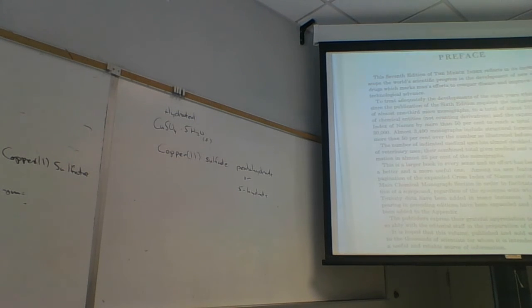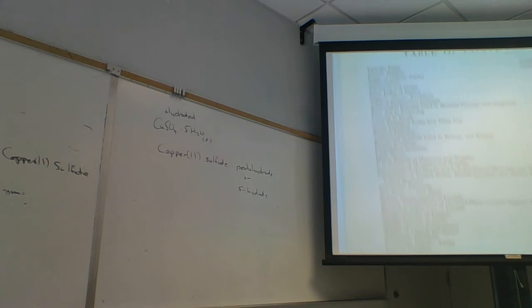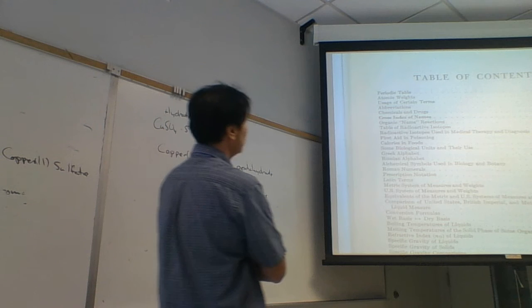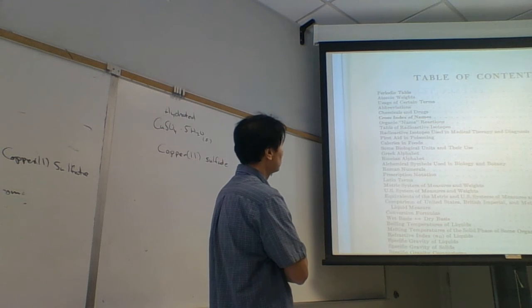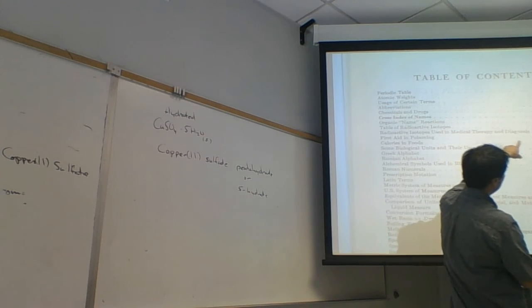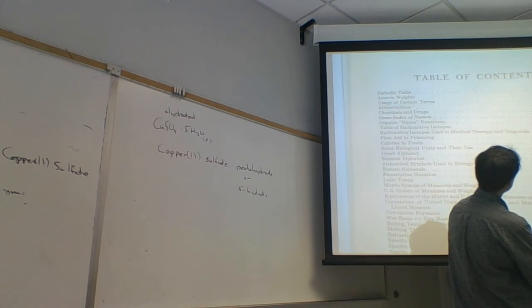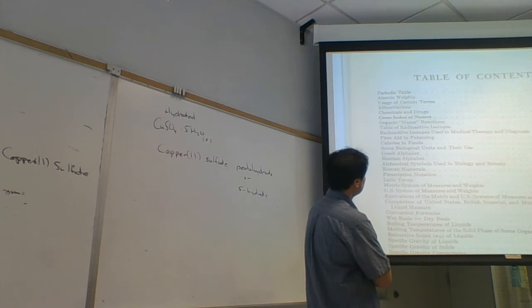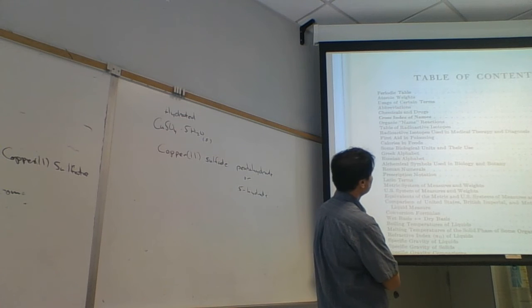This is a preface. And if we look at the table of contents: periodic table, atomic weight, usage, abbreviations, chemicals and drugs. Chemicals and drugs takes up the bulk of it. It goes from page 1 to page 1121. And then there are some other chapters: cross-index of names, because we have so many different names, common names, etc. Organic name reactions, so certain types of famous reactions named after people.